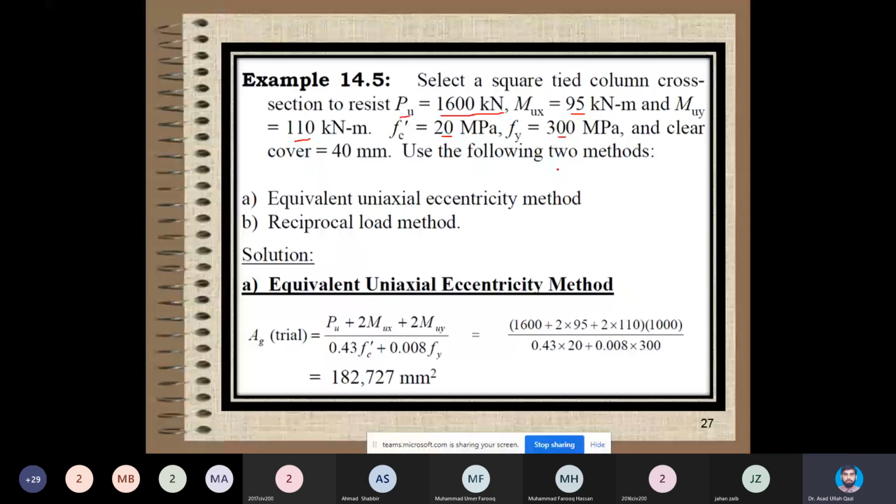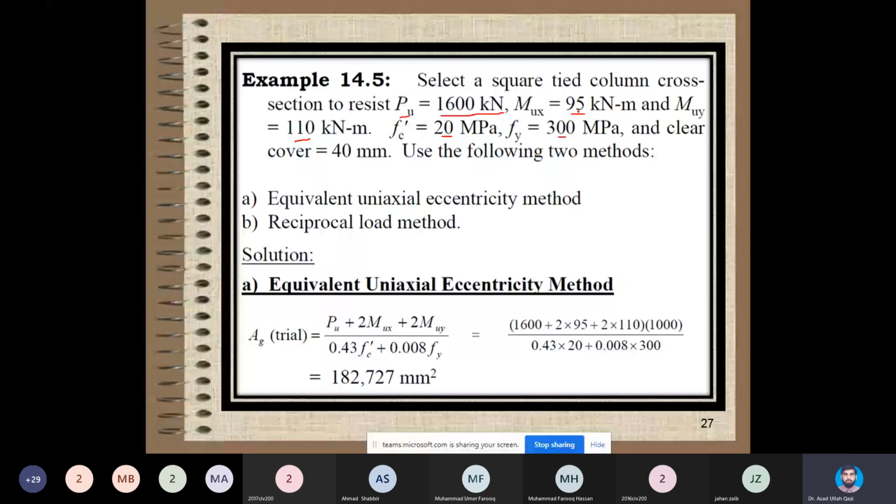You need to get these Pu, Mux and Muy. So all analysis subjects you need as a background to carry out a comprehensive analysis and design of a building, whether it is a small building or a multi-story large building. So this statement is given just to give you an understanding of an element design, which is the column design.